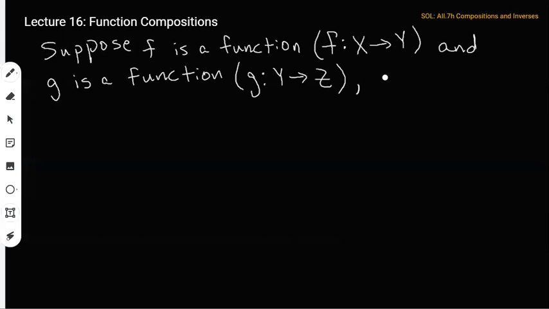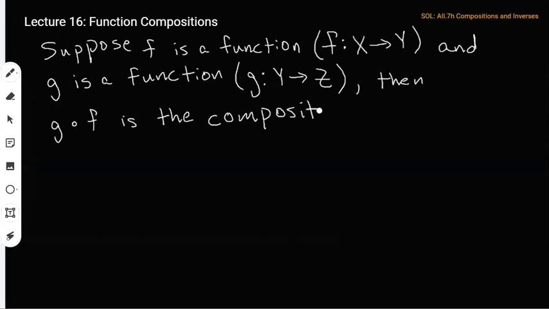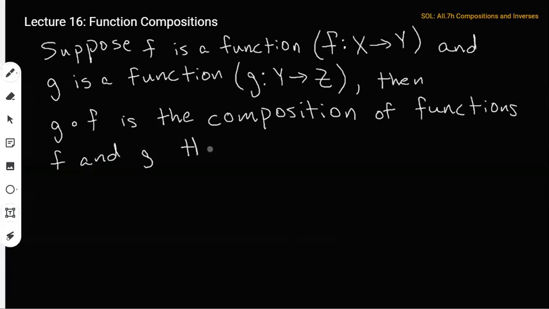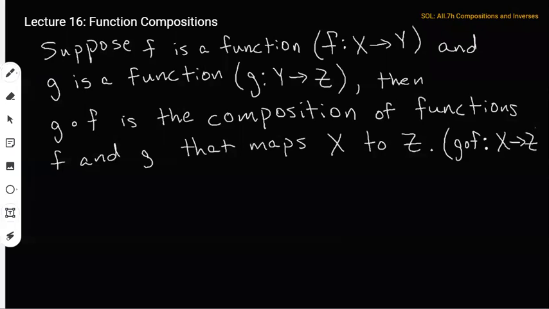Okay, so if we have both of those functions, then we can say g of f is the composition. G of f is going to be the composition of functions f and g. And it's going to map x to z. Or in other words, g of f is going to be a new function that maps x to z. Okay, so that is our function composition.